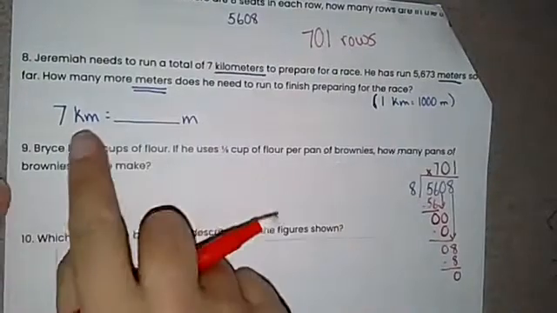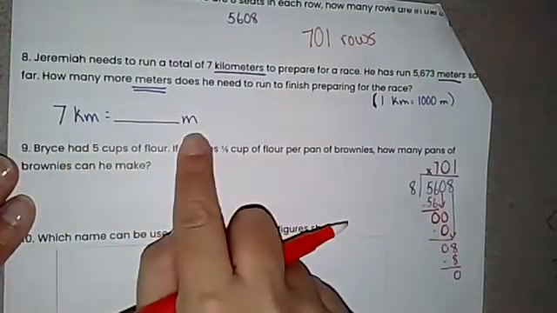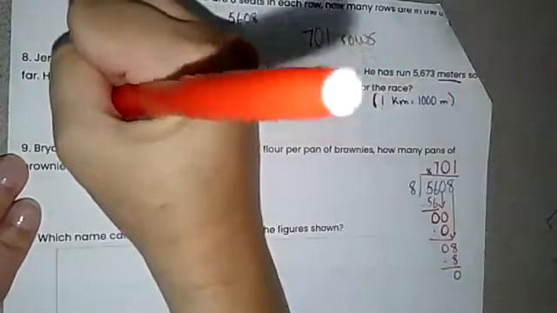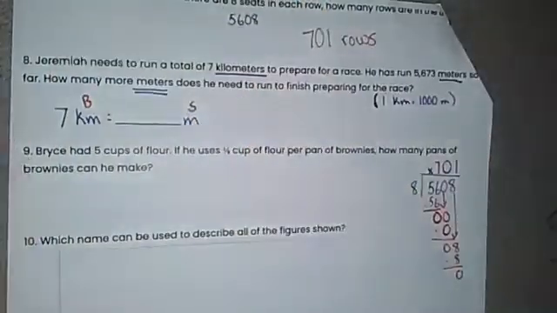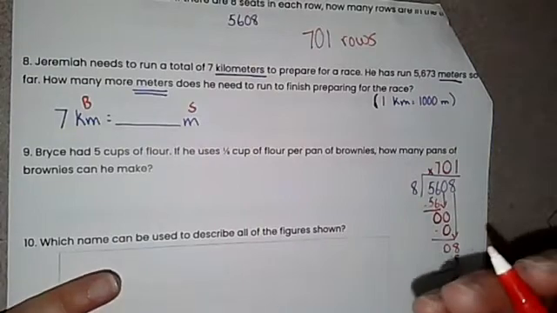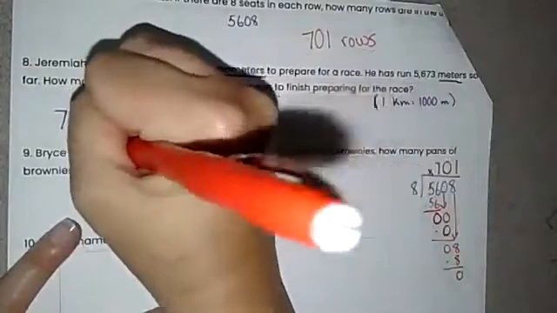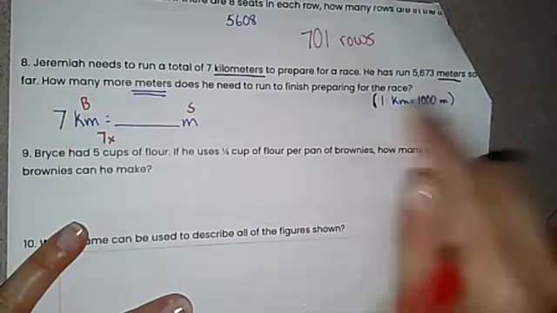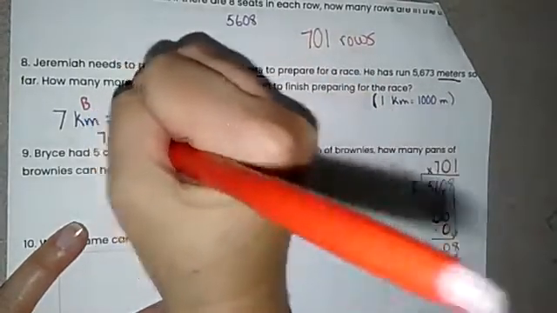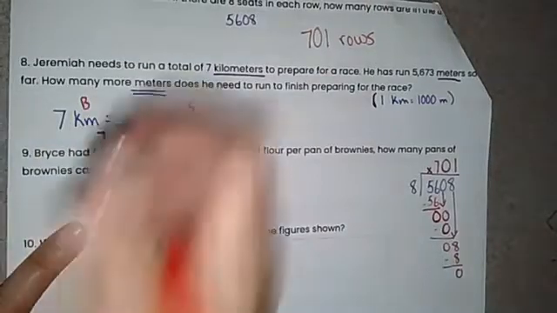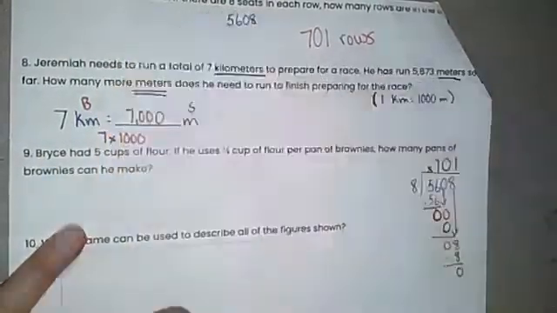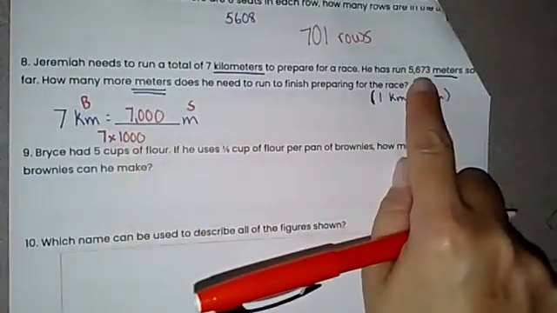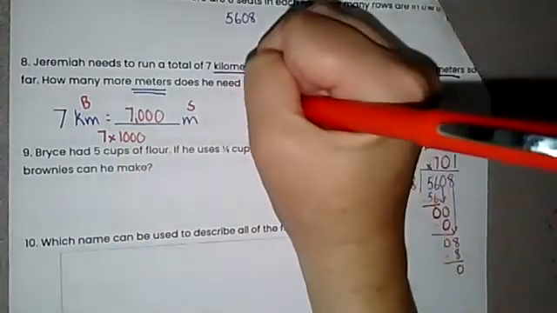So Hadassah, what's bigger, a kilometer or a meter? Very good. This is the big, this is the small. So Hadassah, if I'm going from something big to small, horse to fly, I multiply. Good. So 7 times what? Well, Hadassah, how many meters are in a kilometer? 1,000. So Hadassah, 7 kilometers is how many meters? You're a genius, Hadassah. So he needs to run 7,000. He's only run that much. So we need to subtract.